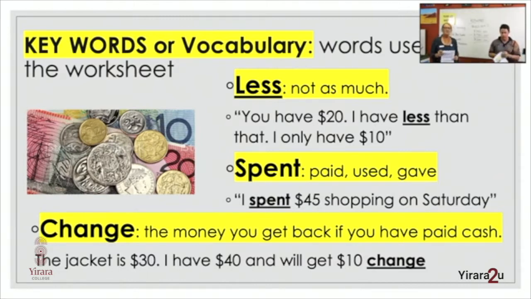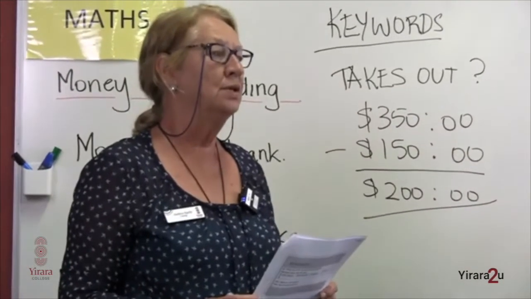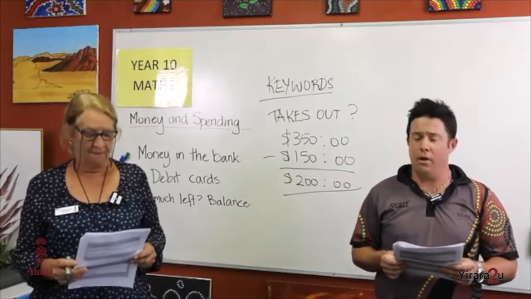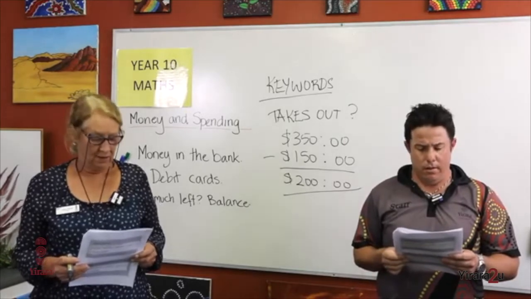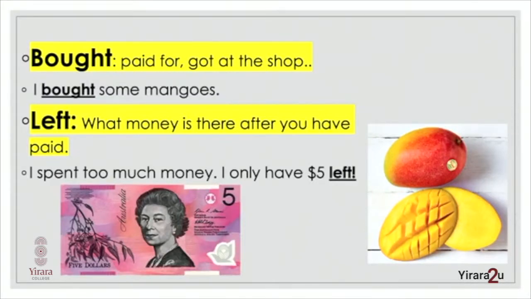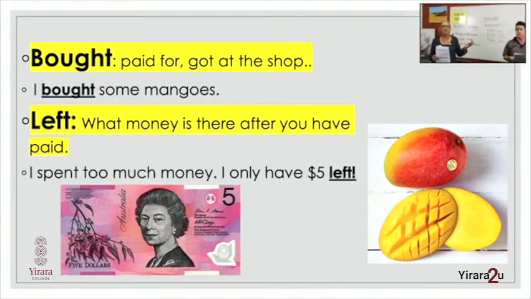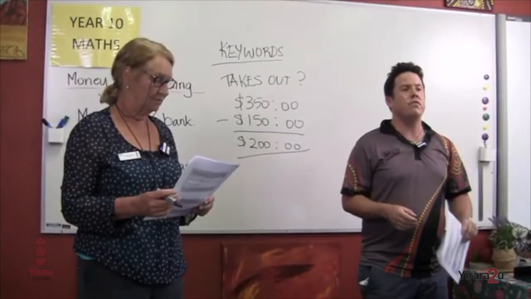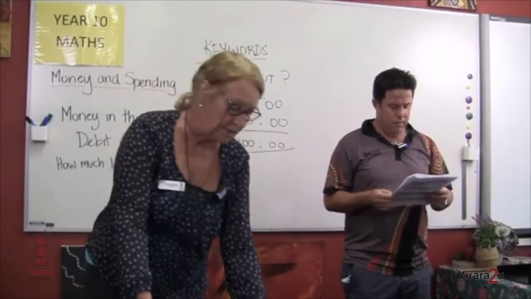Now the next one, this is a word from the olden times, but it's used in your worksheet. The next word is bought. That means paid for or got at the shop. I bought some mangoes. Good. And the next word is left. Now when you think of the word left, you think of your left hand or turn left at the next road. But left, when you're talking about money, is what money is there after you have paid. I spent too much money. I only have $5 left. That's right, only $5 left.